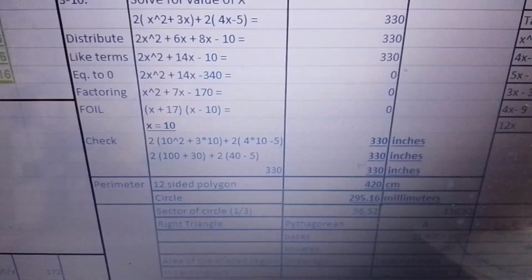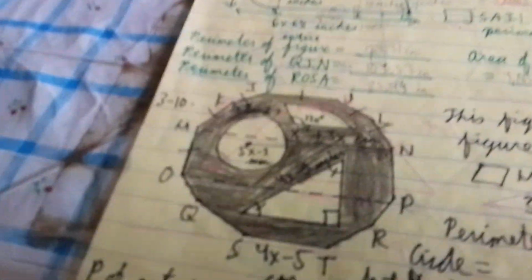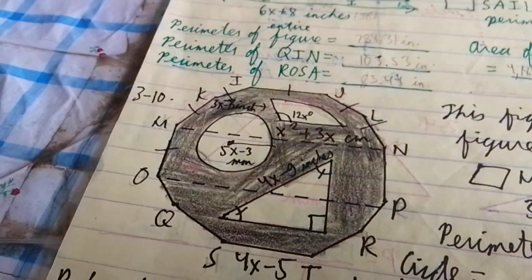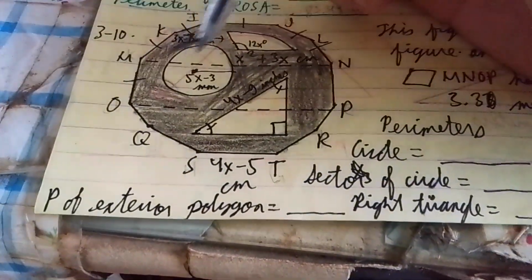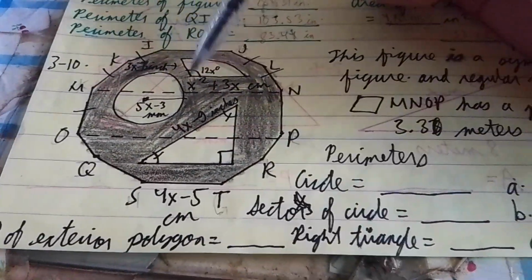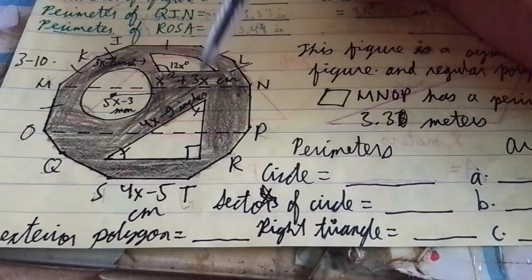Now, what about for the circle? Kasi po, di ba, remember, sabi ko sa circle, you need to get 5x minus 3. Right? So the perimeter, we have to solve for the circle, which is this guy. Semicircle, 1/3 of a circle, and the triangle.